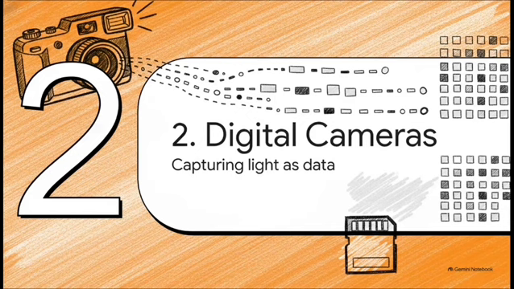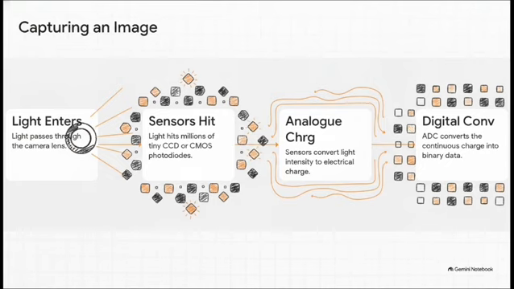Section 2. Digital cameras. Capturing light as binary data. Next up, let's look at how we capture our memories digitally. The way light flows through a camera is actually mind-blowing. When you snap a picture, light travels through the lens and strikes a light-sensitive plate made of millions of tiny sensors called photodiodes. Usually these are CCD or CMOS sensors. Each individual sensor acts as a single pixel. It detects the intensity of the light hitting it and instantly converts that light into a continuous electrical charge.